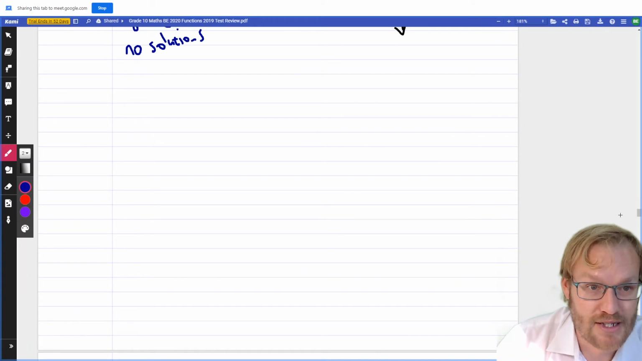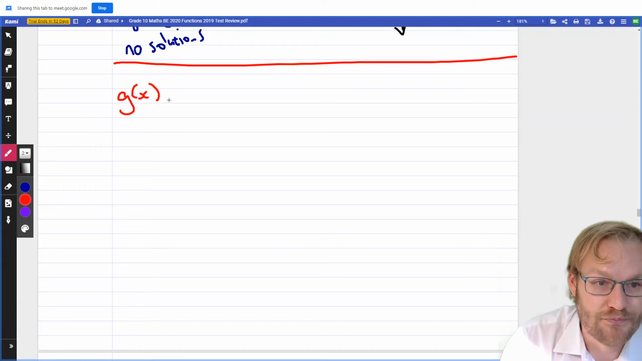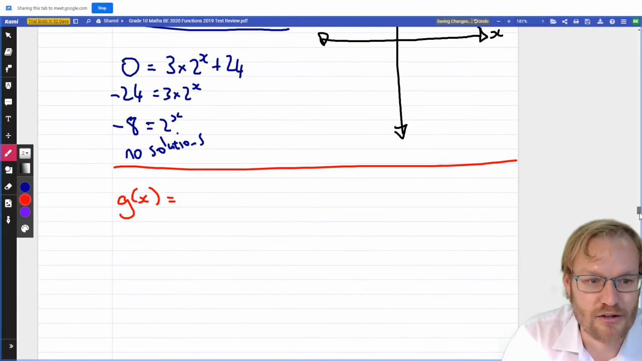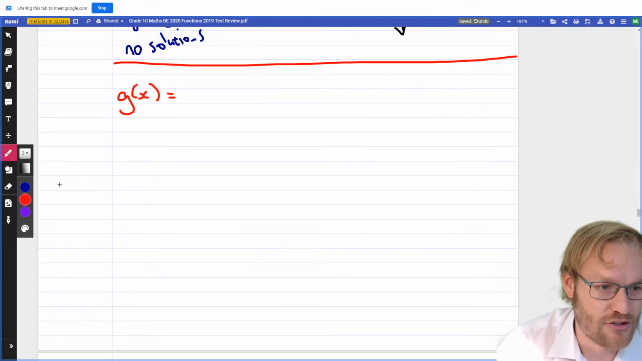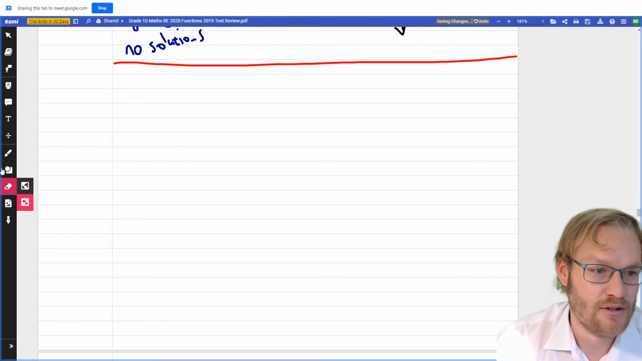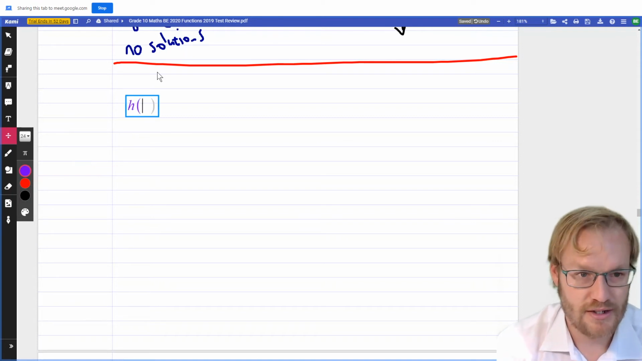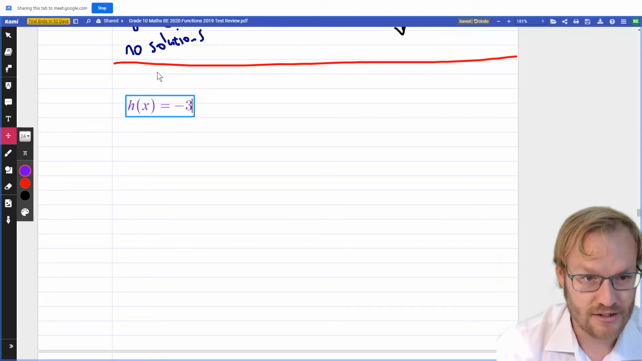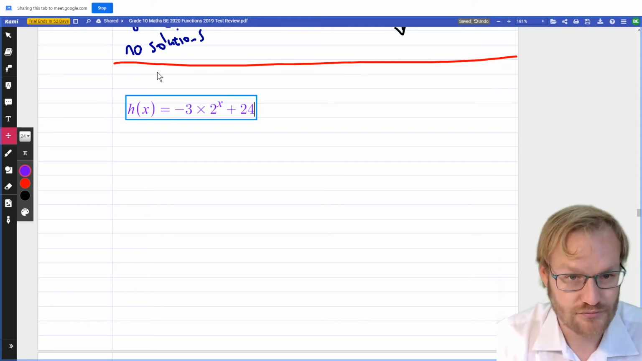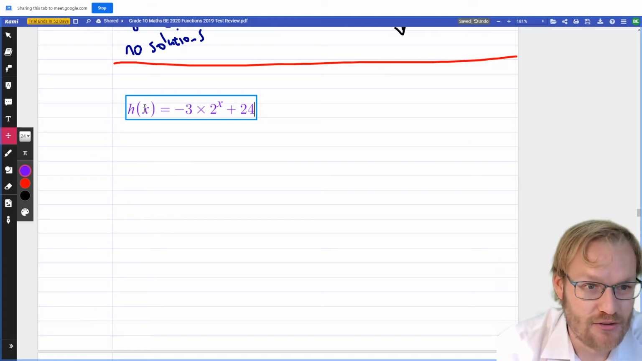Let's say that we've got a new function which is g of x. Was this one g of x? No. Yeah. So let's call it h of x actually. So h of x is minus 3 times 2 to the power of x plus 24. Okay, and let's see what this function now looks like.